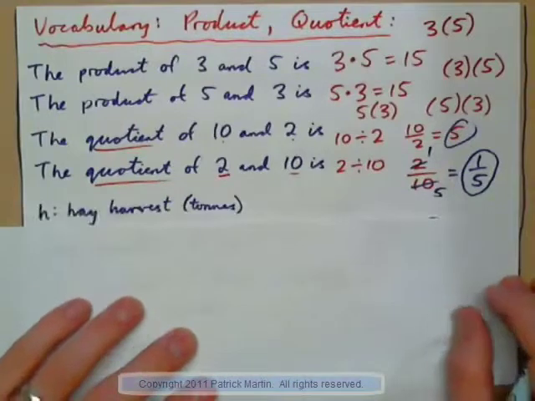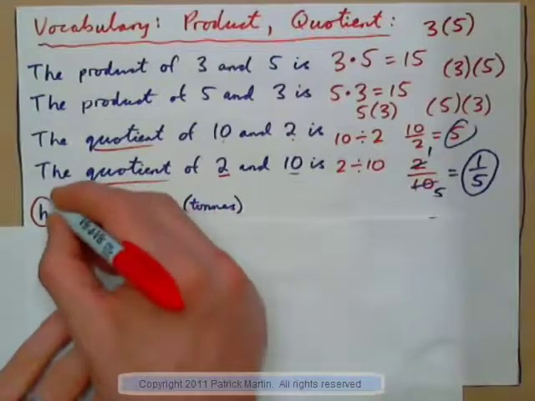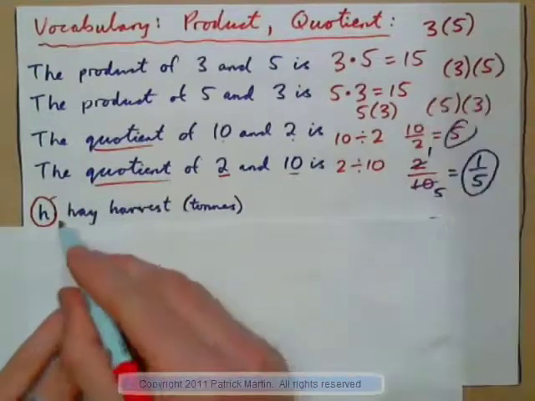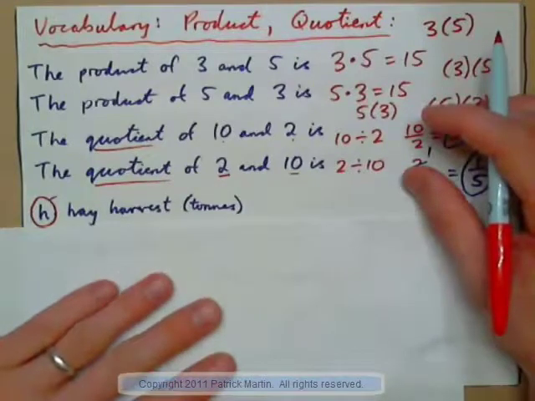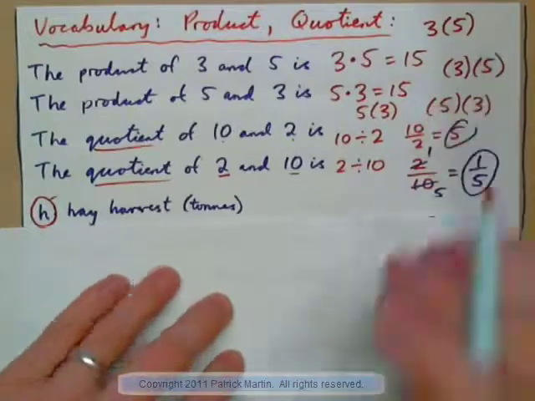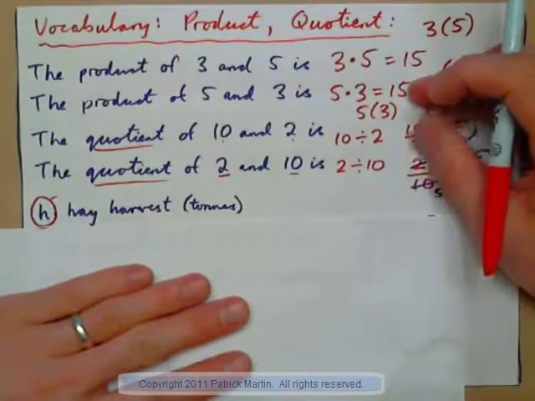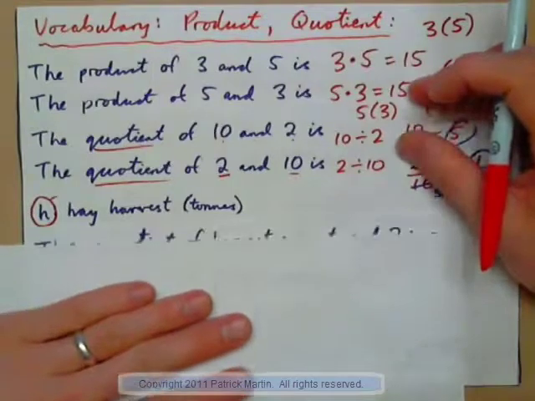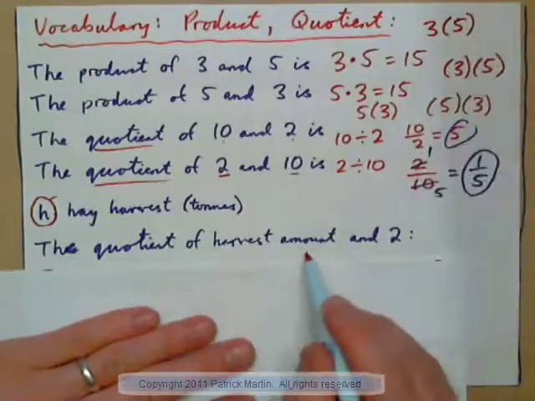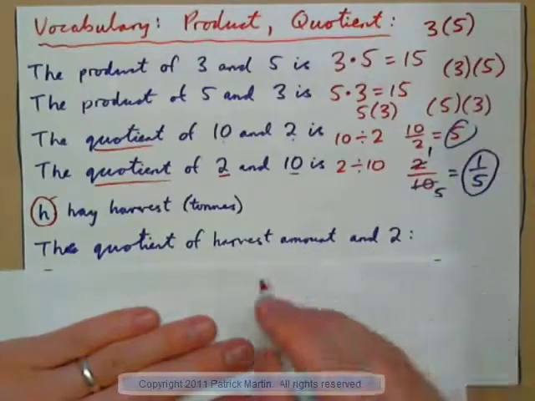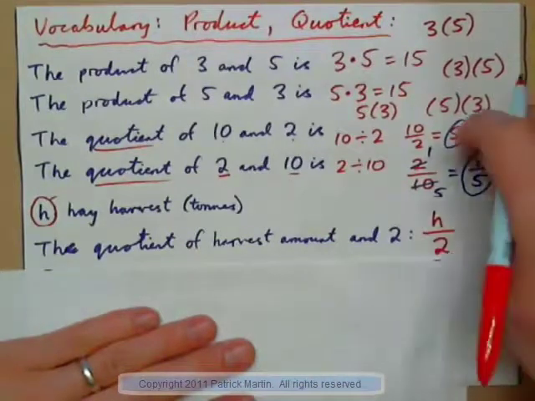Okay, now let's take a variable h. A letter in algebra is called a variable, right? Let's say h represents a hay harvest. And my grandfather, his rent was half the hay harvest every year. Now, hay harvest changes every year depending on how much water you've got and depending on the weather. So let's have a look at this. The quotient of hay harvest amount and 2 would be written h over 2, right?